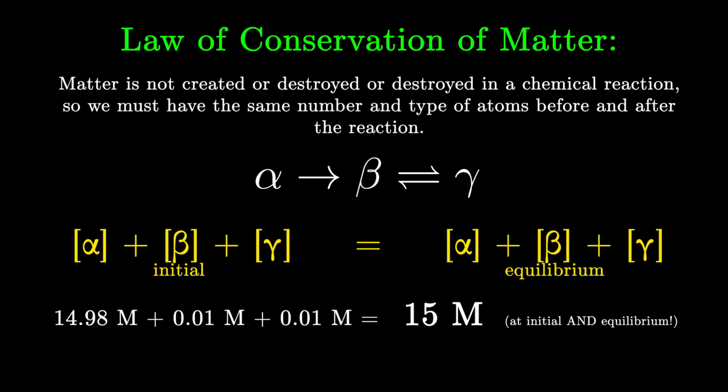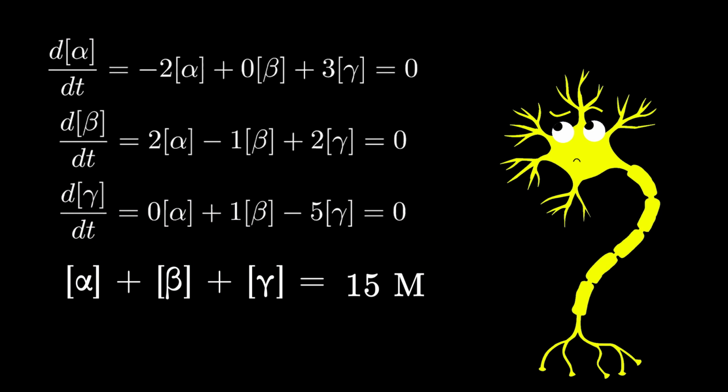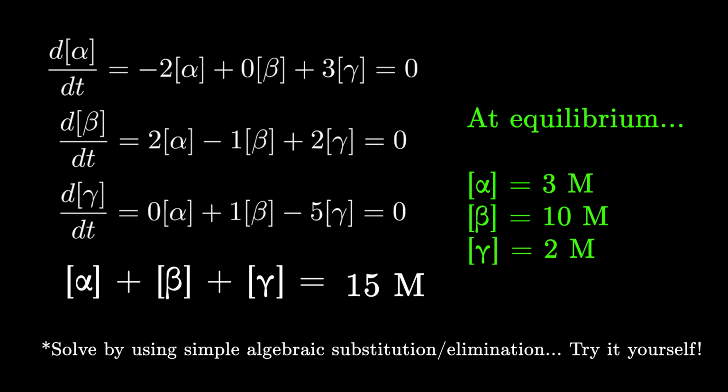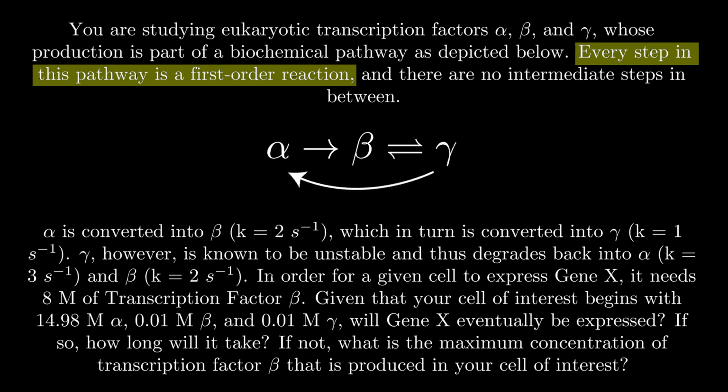And thus, by using this information, we can then calculate that at equilibrium, alpha equals 3 molar, beta equals 10 molar, and gamma equals 2 molar. Note that we are allowed to make this assumption of conservation of matter only because there is a 1:1:1 stoichiometric ratio between the reaction species, as confirmed by the question stating that each of the reactions are first order. But now we have an answer.